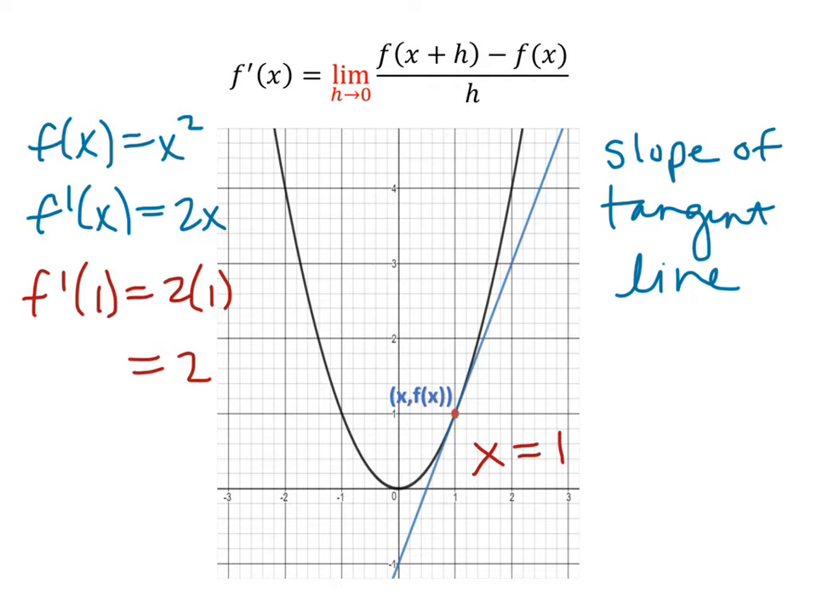So now we're going to interpret this as the slope. So the derivative function gives you the slope of the tangent line. Now this particular tangent line does have a slope of 2. And if we interpret it as a rate of change, rise over run, on that tangent line, if we rise 2 and run 1, that would give us a slope of the tangent line of 2.